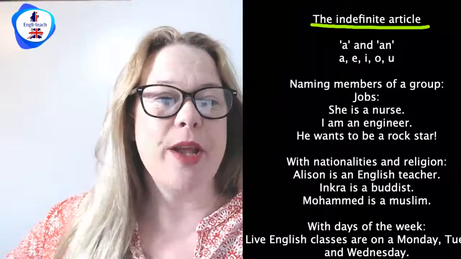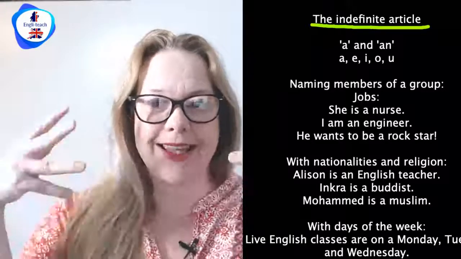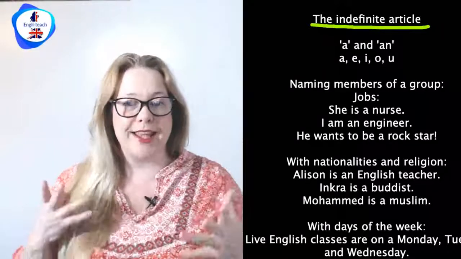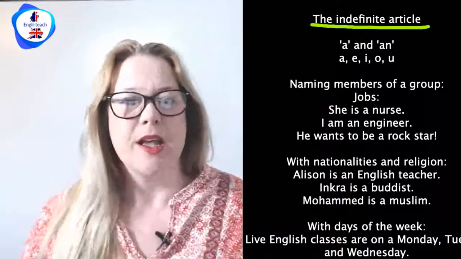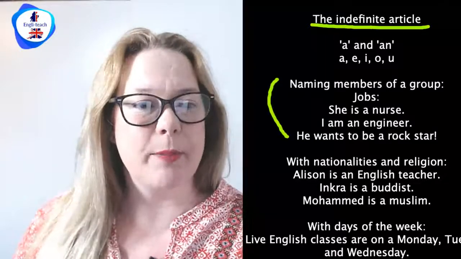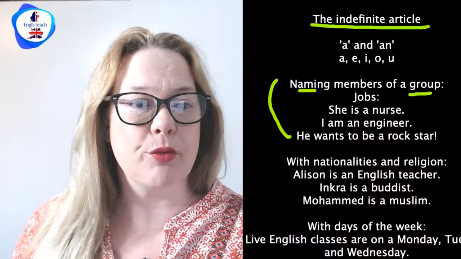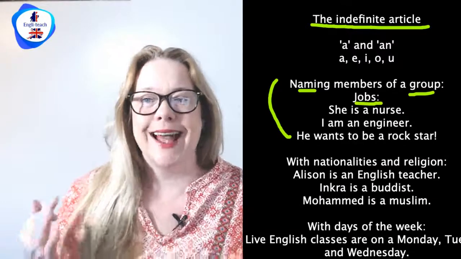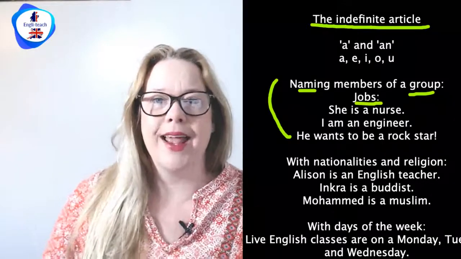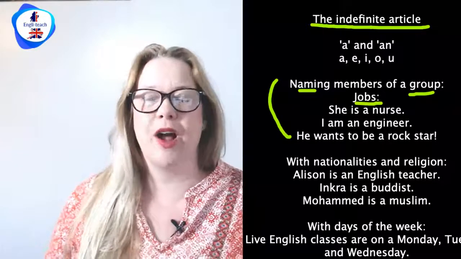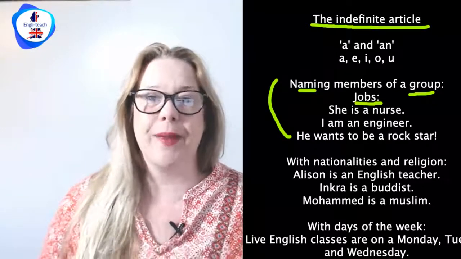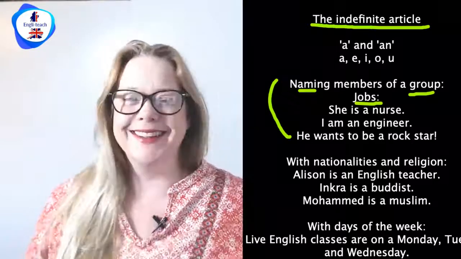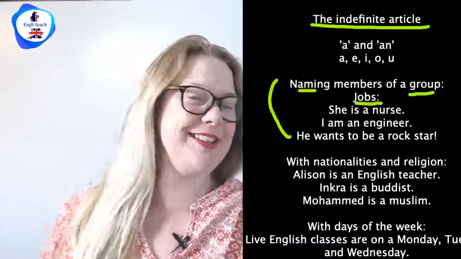So today we're going to look at the different sectors in the English language where you will use these elements with examples. Yesterday we talked a little bit about naming members in groups, so in particular jobs. She is a nurse. I am an engineer, not I am engineer, I am a engineer. It's I am an engineer. He wants to be a rock star. For example, these are just a few of my examples.